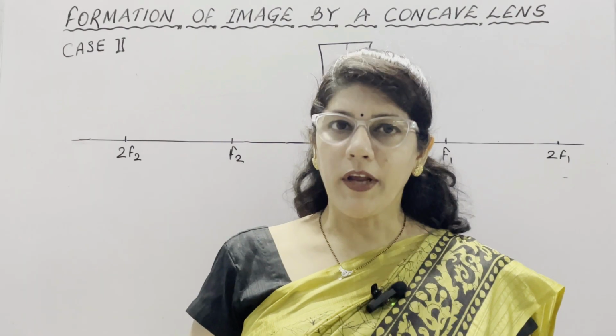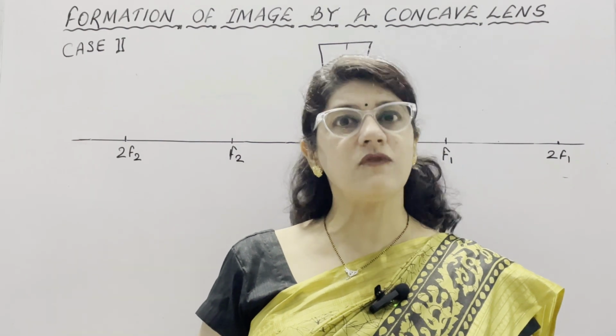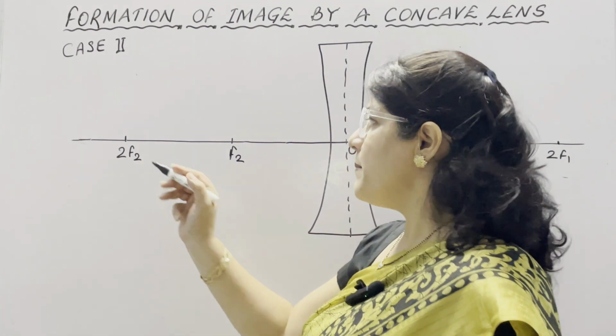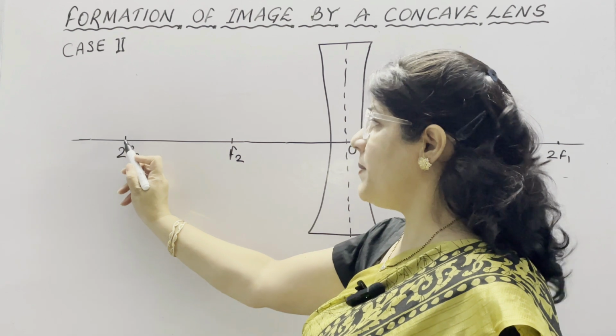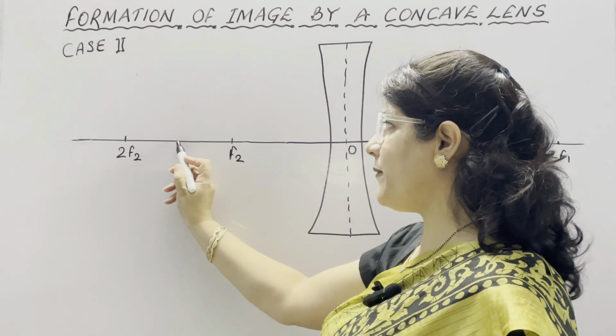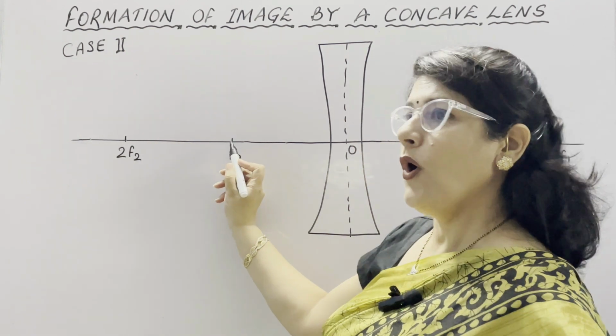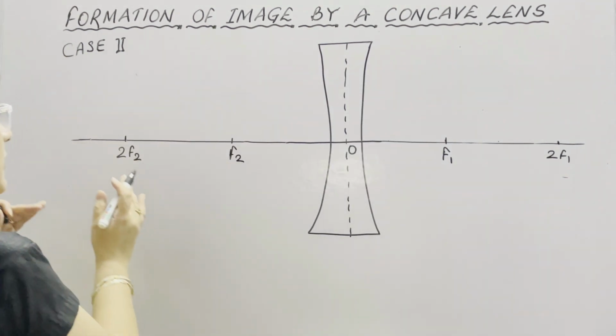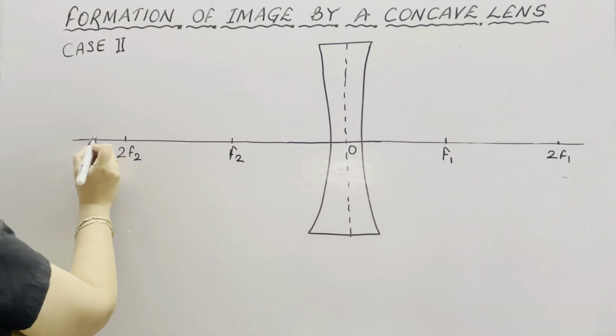In both the cases, you have seen the clear divergence of incident ray when it is coming parallel to the principal axis. For a concave lens, our second case is when the object is at a finite distance. Finite means it may be beyond 2f2, it may be at 2f2, in between 2f2 and f2, and at f2. All these cases are our second case, when the object is in front of a concave lens.